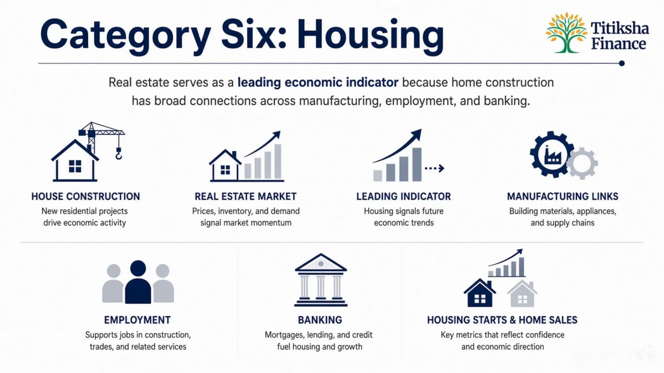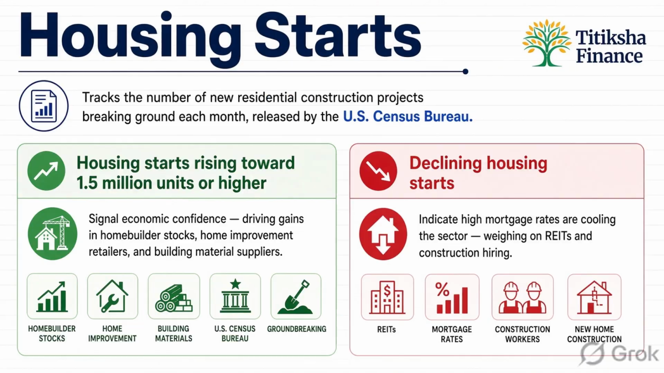The sixth category is housing. Real estate serves as a vital leading economic indicator because home construction ripples directly across manufacturing, employment, and banking. From building materials and trades jobs to mortgage lending, tracking housing starts and home sales reveals key shifts in consumer confidence long before they hit the broader economy, giving investors early clarity on market direction. When the housing market expands, it fuels a powerful wealth effect, boosting consumer spending, corporate earnings, and broader equity bull markets. Conversely, housing downturns have historically triggered some of the worst market crashes in history.